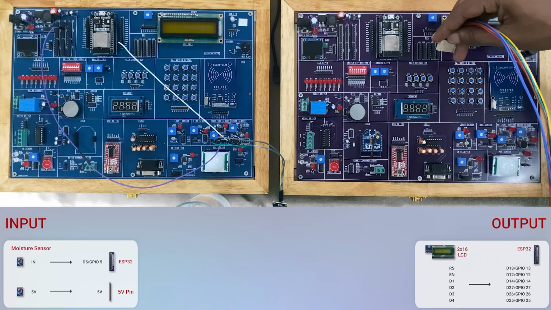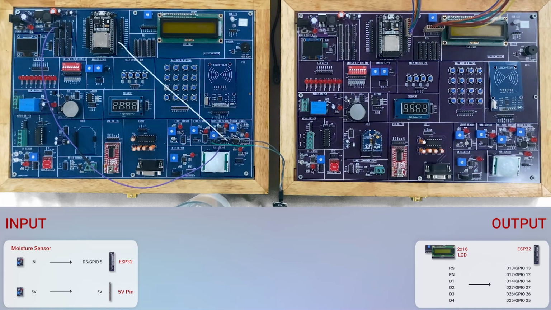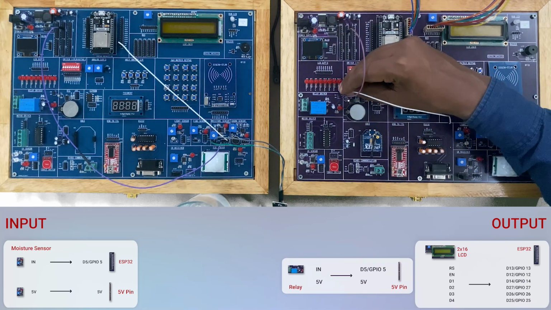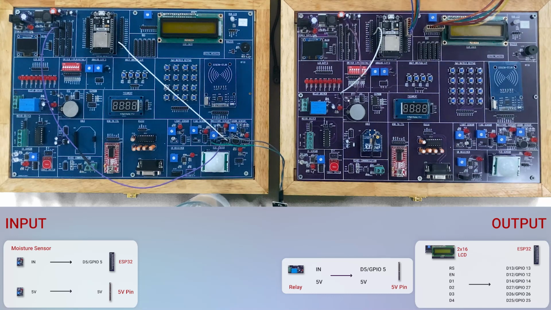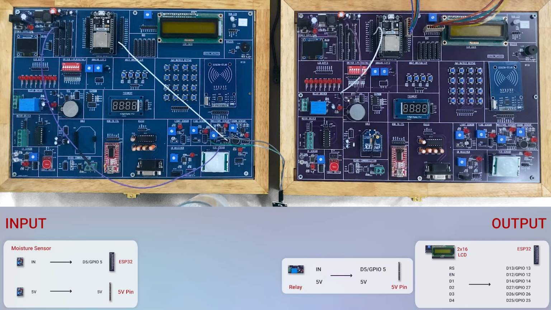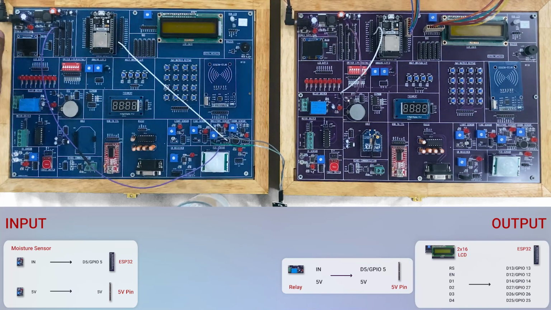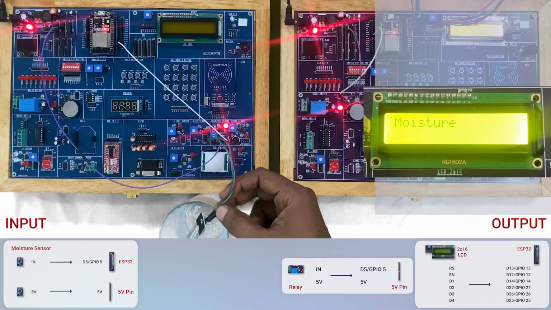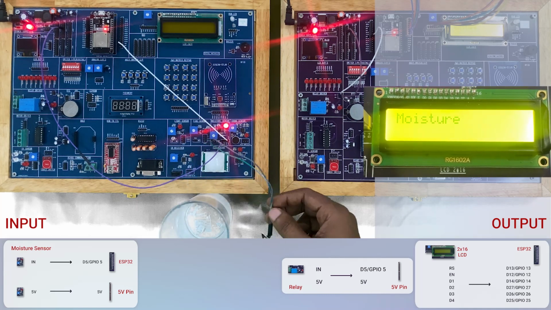Connect the selected output LCD to the 5 volts pin and LCD pins to the GPIO 13, 12, 14, 27, 26, 25 and 5 pin, using RMC 8-pin cable in another IoT kit. Power both the IoT kit by connecting the adapter. Now dip the moisture sensor in the water and see the moisture in another kit.